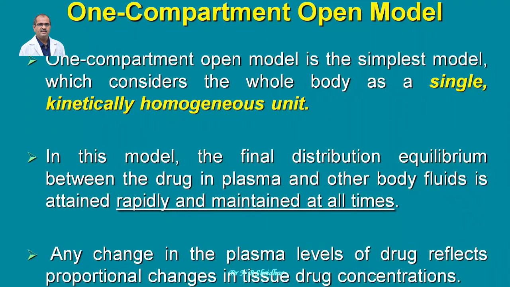Any change in the plasma levels of the drug reflects proportional changes in the tissue drug distribution. So if you measure the plasma concentration as 100 milligram per ml of plasma, and then it is reduced to 50 or 60 or 70, it is assumed that the remaining portion of the drug has entered the tissue. Means there is only one compartment, comprising both blood and tissue. So it is a single kinetically homogeneous unit.